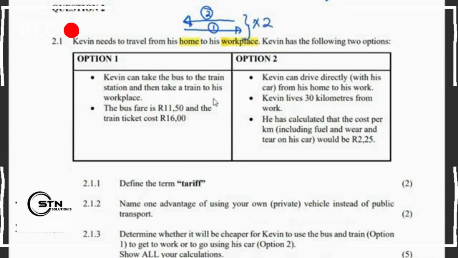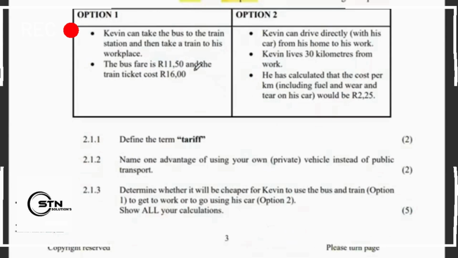Because he won't sleep at the workplace. He goes for work, he comes back home. Okay, take note of that. Then we go to the question. Kevin has the following 2 options. Option number 1. Kevin can take a bus to the train station and then take a train to his workplace. The bus fare is 11 rands 50 cents and the train is 16 rands. Then we go to option number 2.